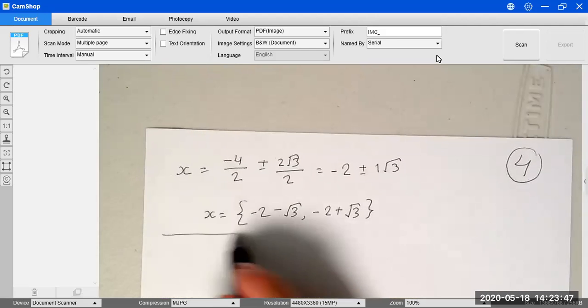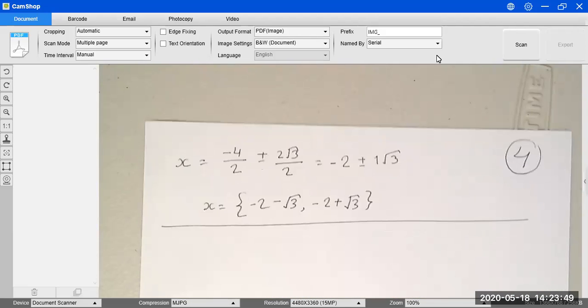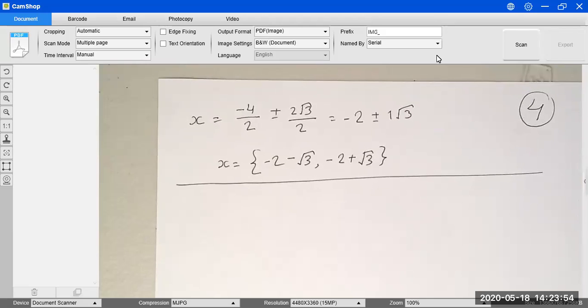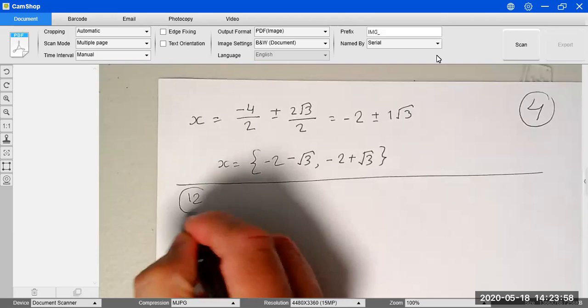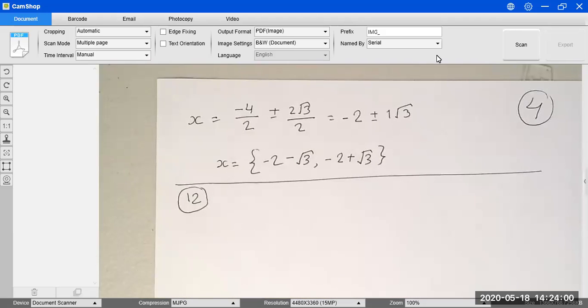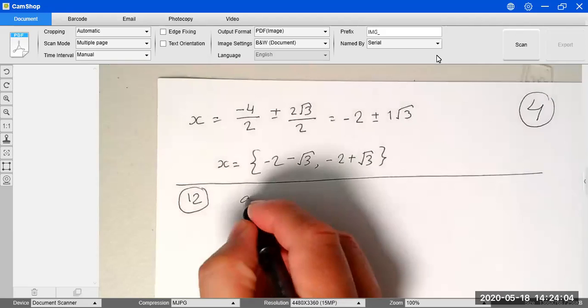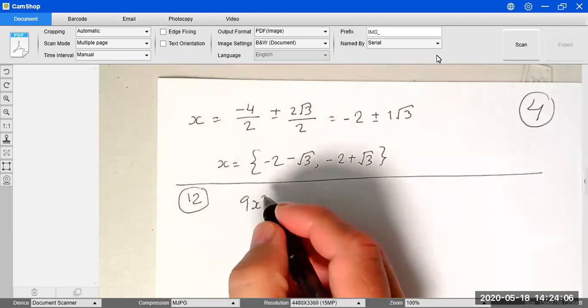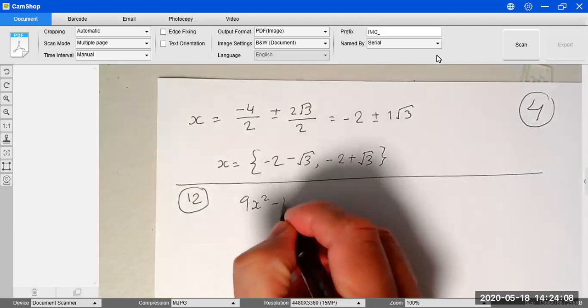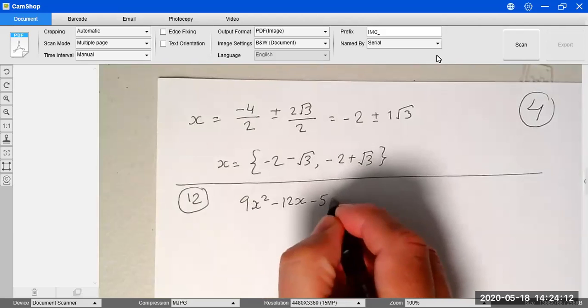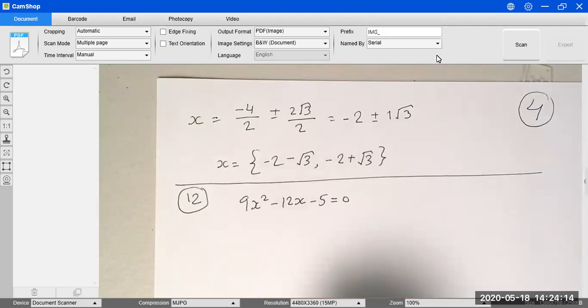So now I'm going to work one more problem, and I'm going to assign more problems because I think you need a lot of practice with quadratic equations. So I'm going to solve problem 12 from the same exercise set. So we have now 9x squared minus 12x minus 5 equal to 0.